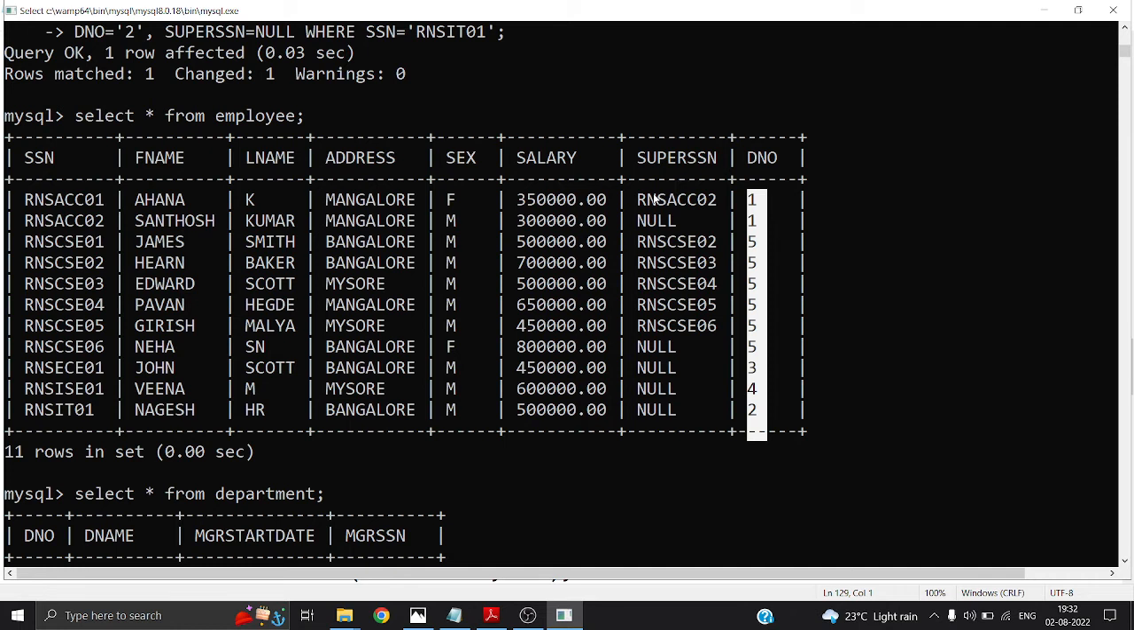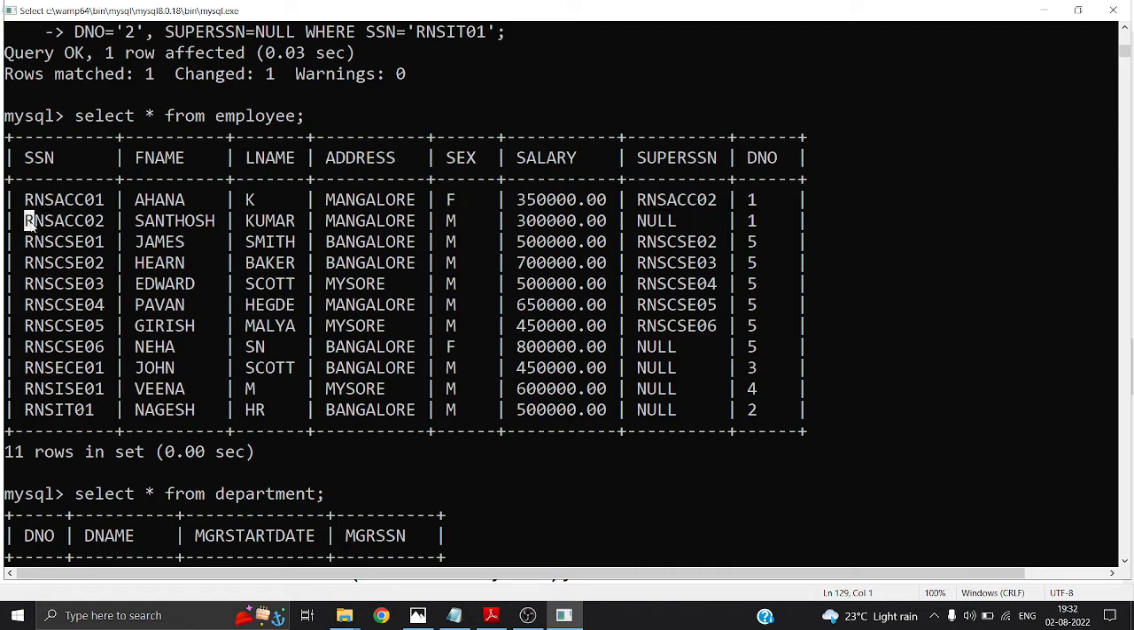Here, Super SSN. This is the interesting one. RNSACC01, RNSACC02. These are the 2 employees. For RNSACC01, for this employee, the supervisor is RNSACC02. As only 2 employees are there, he is going to become the supervisor for the first employee. That means the same employee is going to supervise this employee.